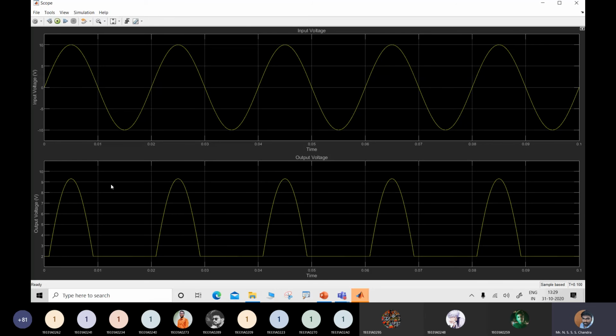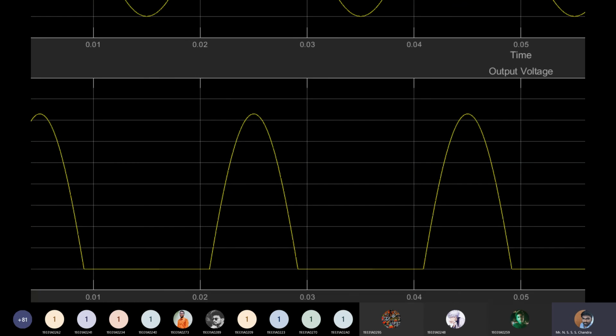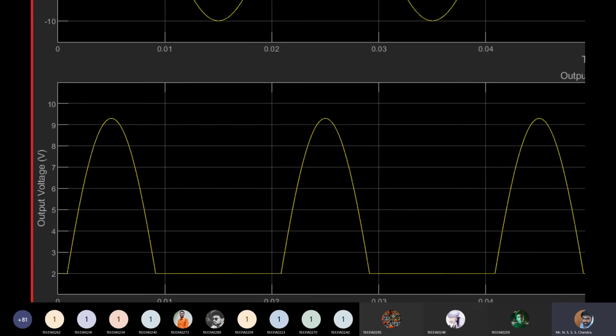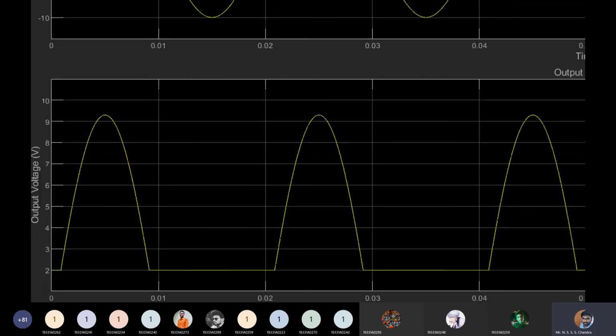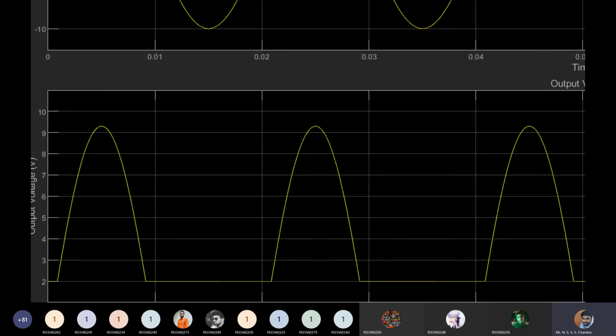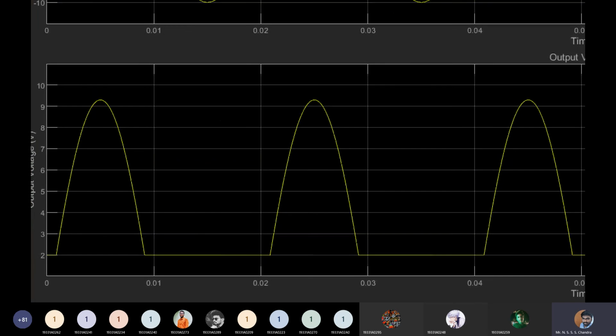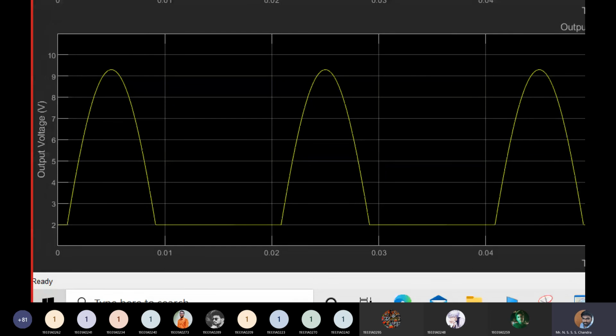Can you see that this is a negative clipper? You are not seeing any negative portion of the output, only the positive portion. Now you have cut down the negative waveforms. What's the minimum voltage you are seeing? Is it 0? 2 volts, sir. Yes, it's the battery voltage. When the diode is not conducting, the output voltage is equal to your battery voltage, which is plus 2 volts.